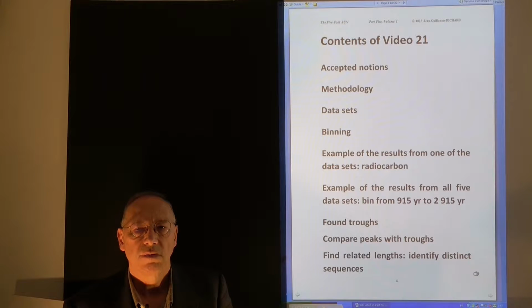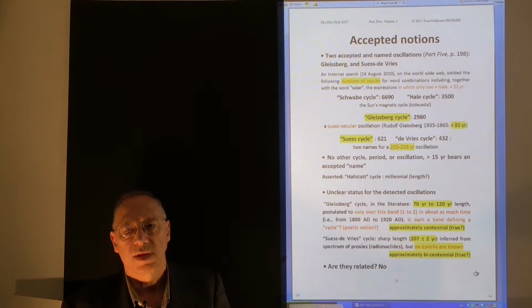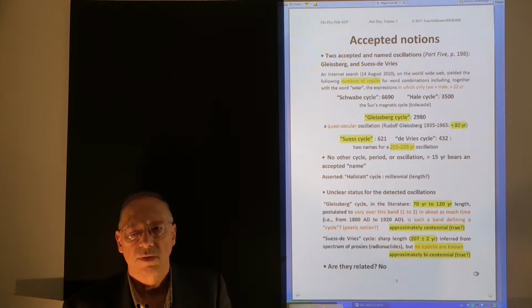In video 21, we start as usual with the accepted notions in the field. One of the accepted notions is the Gleisberg cycle, which is a detected fluctuation. Another one is the Suess-de Vries cycle, which is another detected fluctuation. You see here the number of results from a search on the World Wide Web performed in 2010, in which we have only two that emerge from such an internet search.